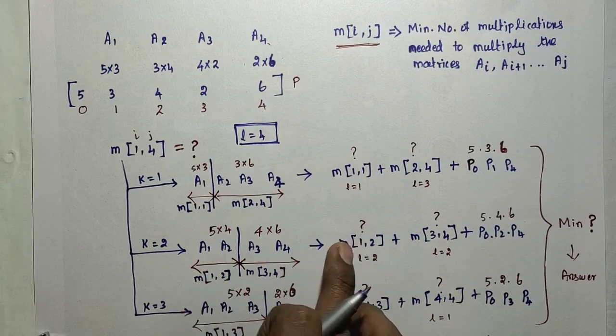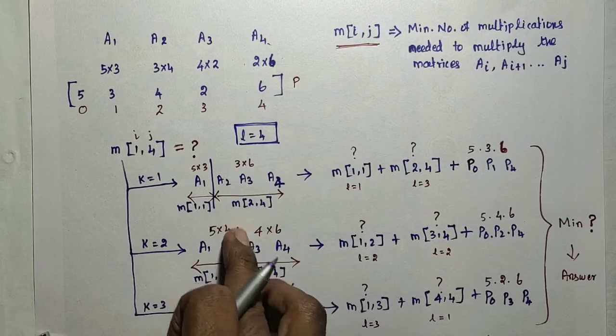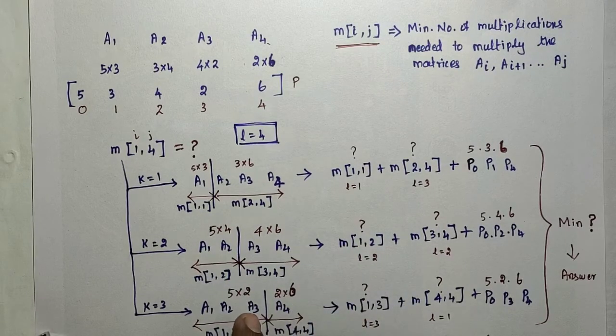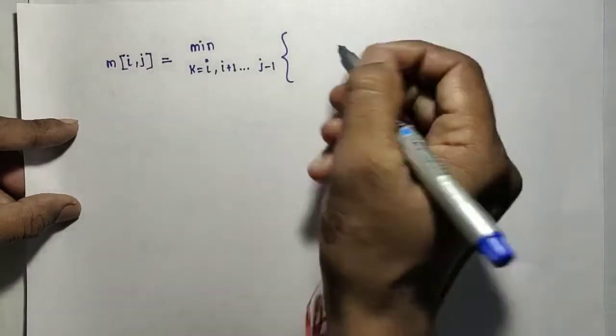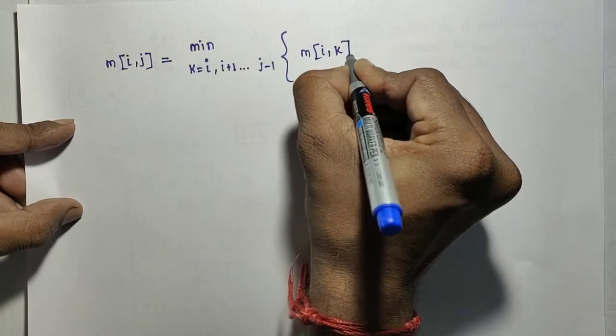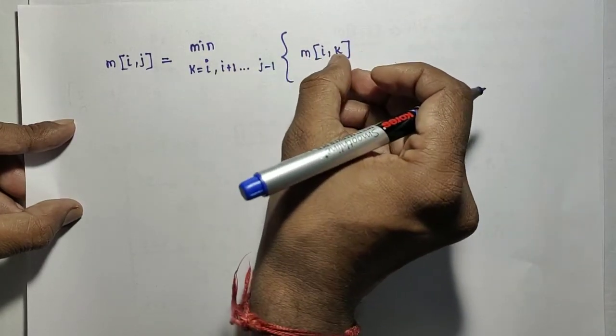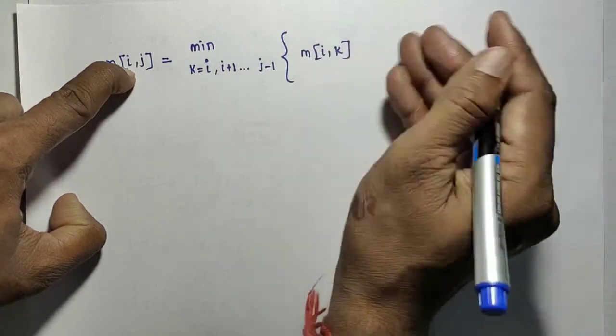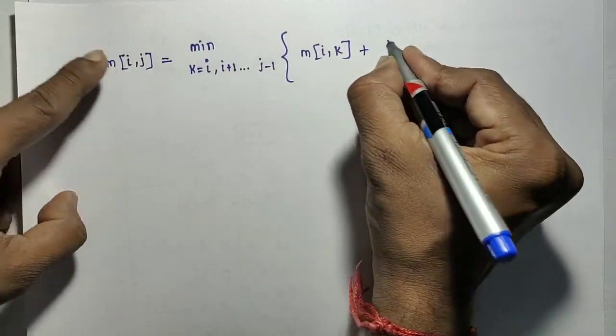Similarly here, 1 comma 2, the 2 is nothing but the split position, so i comma k. Here also the split position is 3, so i comma k. So the first one is m of i comma k. It means starting with i up to the split position, the number of multiplications needed. That is the left side plus the right side.